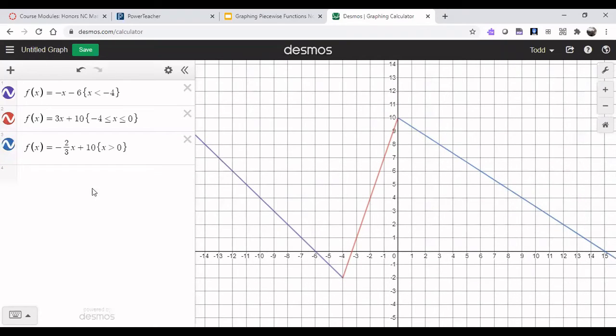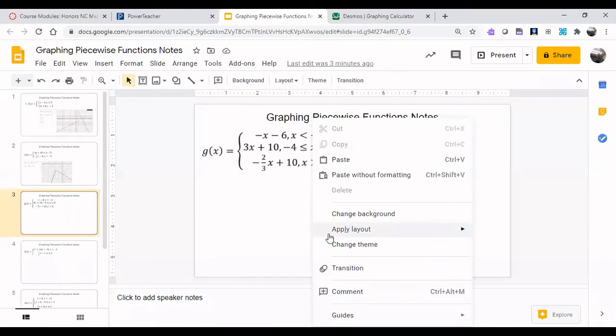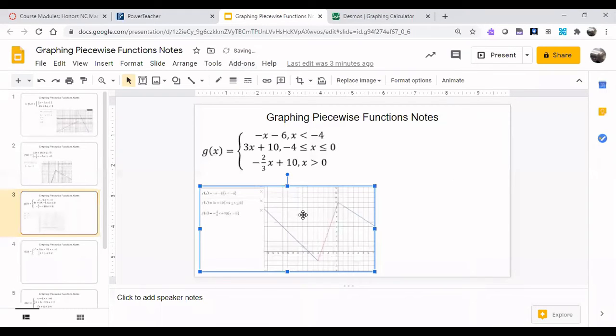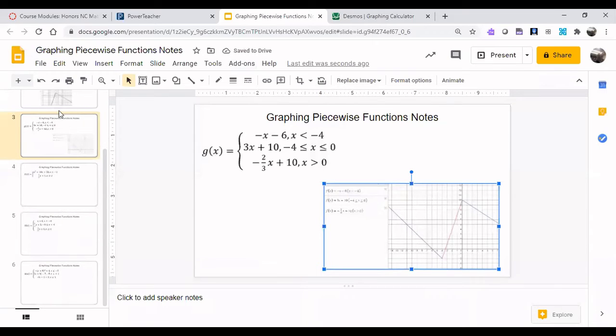There's your picture. Cut it out and paste. There you go. All right, so not so bad.